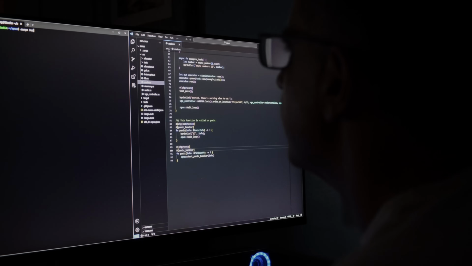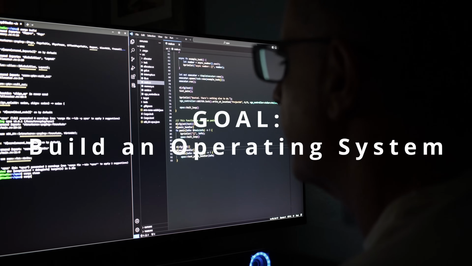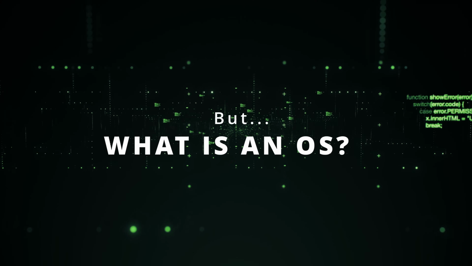The first question that comes up whenever I start a new project is, what are my requirements? The goal was clear. I wanted to make a homebrew operating system, but what does success mean for building an operating system? I needed a solid answer for, what is an operating system anyway?